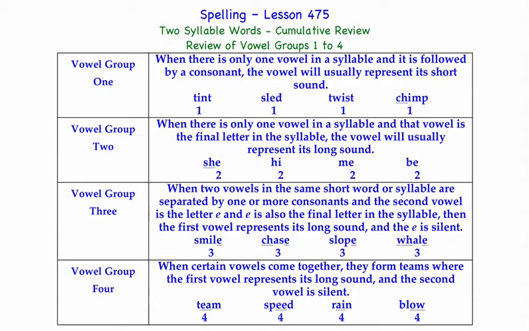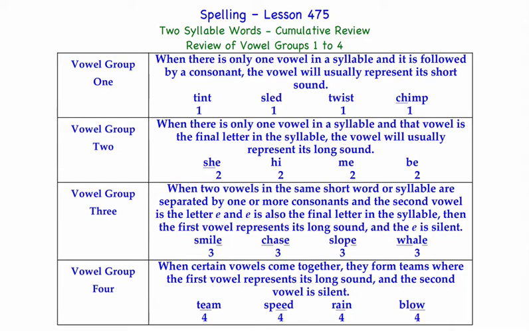Before we begin the dictation, I want to review the 8 vowel groups we've learned. Vowel group 1, when you have one vowel followed by a consonant, the vowel is short. Vowel group 2, when you have one vowel in a syllable, at the end of the syllable, the vowel will normally represent its long sound.